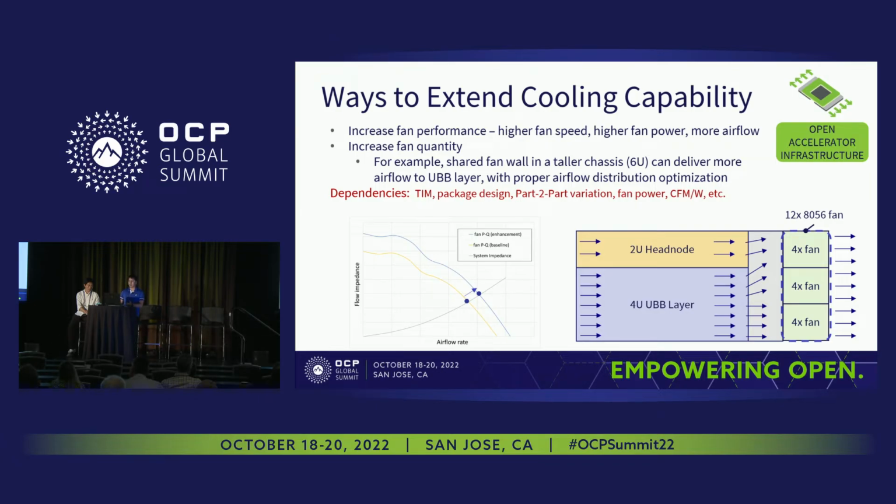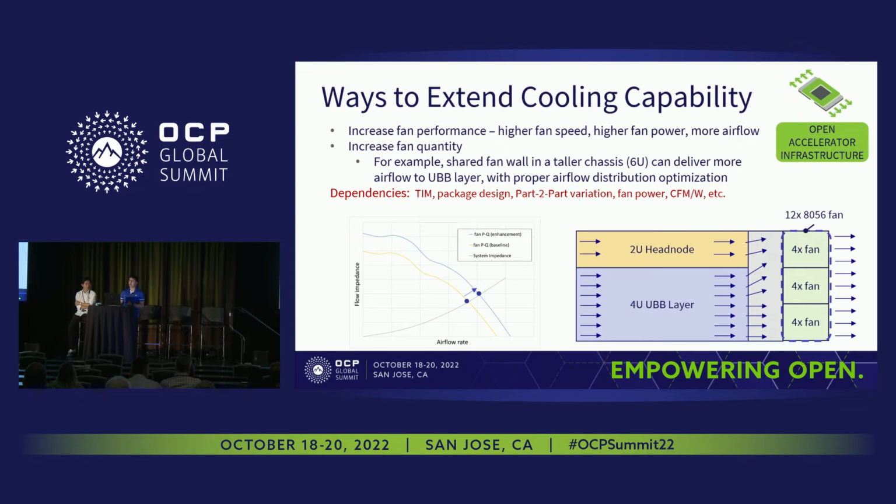Here are some ways to increase the airflow rate. We could enhance the fan performance, increase the fan speed for driving more airflow, but the fan power will be increased too. And we could use more fans for the airflow driving, like in the picture, where we could put the 4U UBB layer into a 6U system, and share the fan wall with another 2U handle. And under the proper airflow distribution, we could let the UBB layer have more airflow rate for the cooling capability extension.